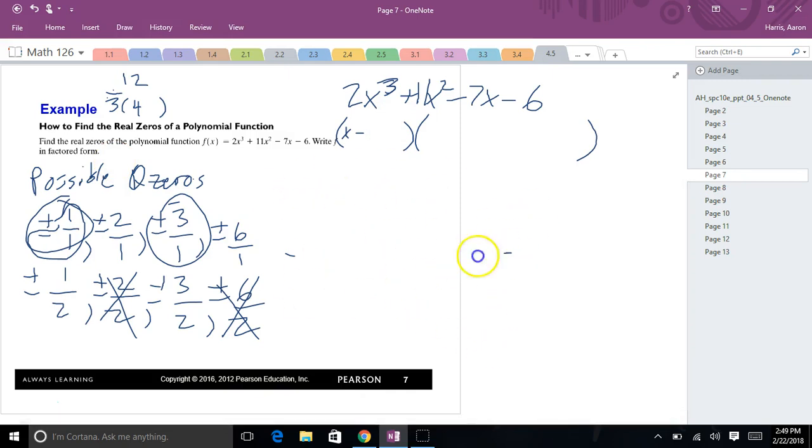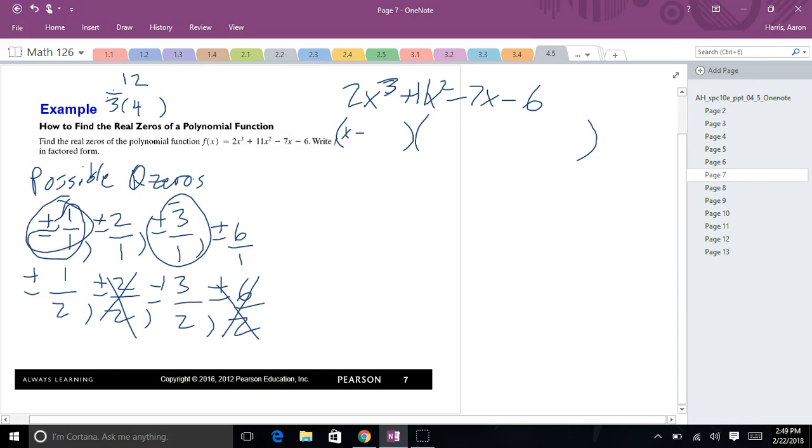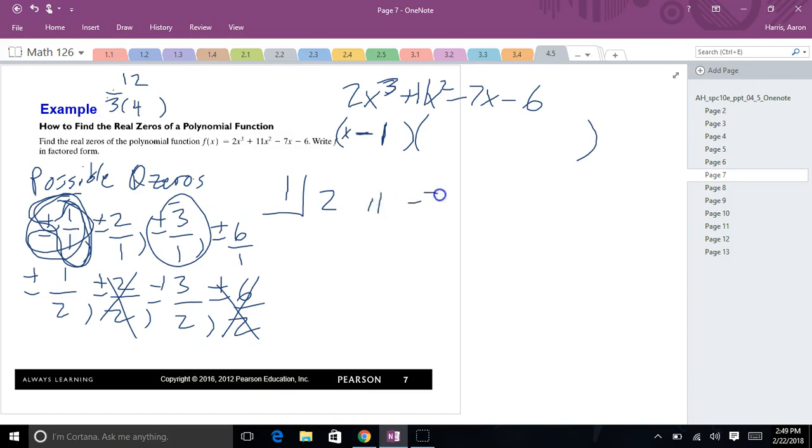Well, negative 1 didn't work. It was a possible rational zero from my initial possible rational zero list. Let's try positive 1. If 1 is a 0, then x minus 1 must be a factor. Now I put the 1 in the box, x minus c, 1 is my c, and I do the division again, 2x cubed plus 11x squared minus 7x minus 6.